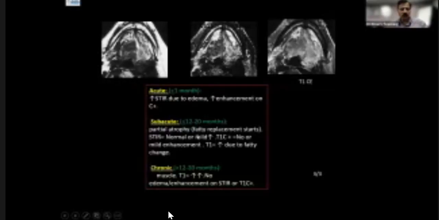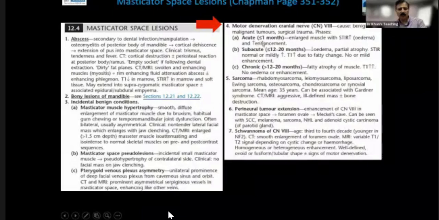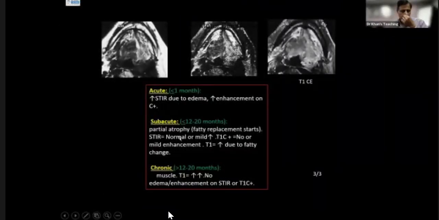This concept actually is mentioned in masticator space lesions, motor denervation, cranial nerve 8. So this is acute, subacute, chronic. But basically the same concept occurs in tongue. So initially in the first month, there will be increased signal on STIR and enhancement on post contrast. Then in subacute, it will change.